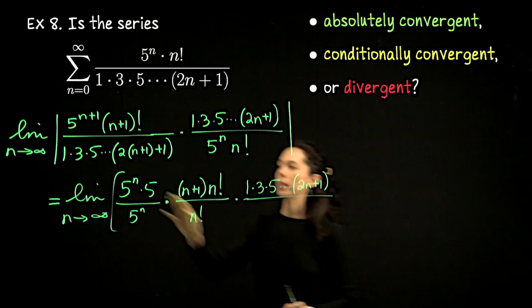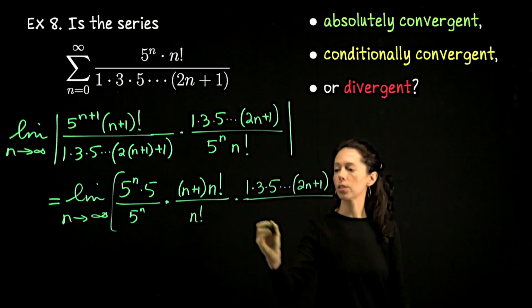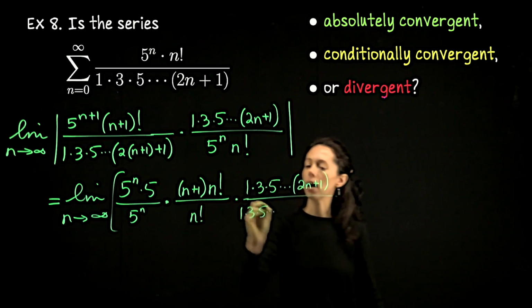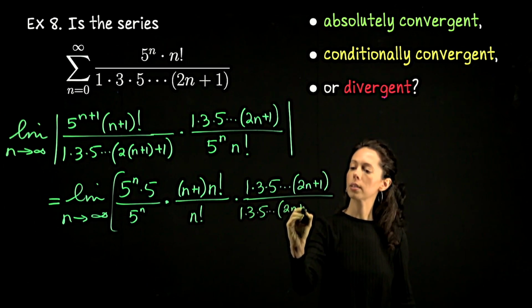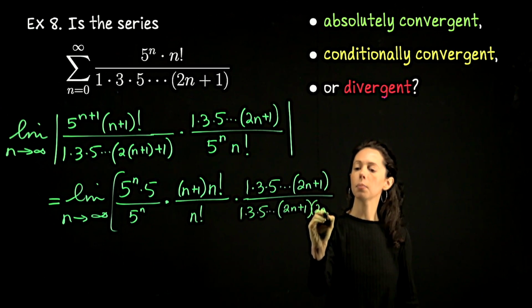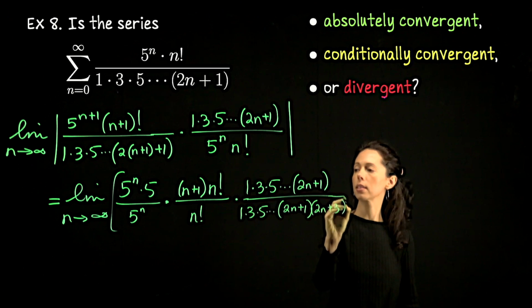So I think the better way to present this product is to write 1 times 3 times 5 times the next to last odd number, which was 2n plus 1. And then we're ending this product with 2n plus 3. So there you can see what cancellation will happen.